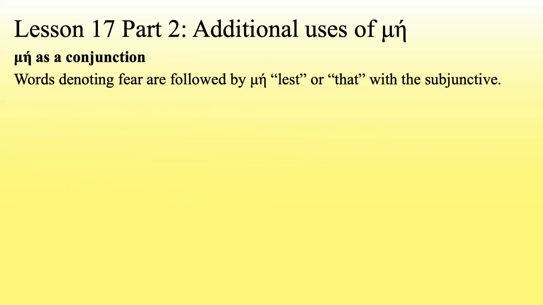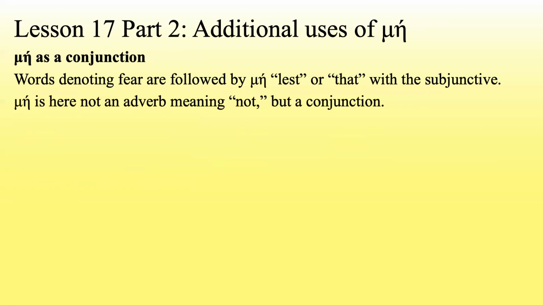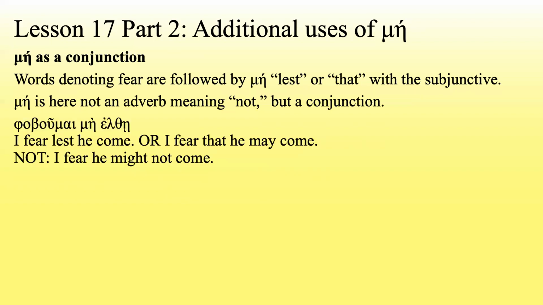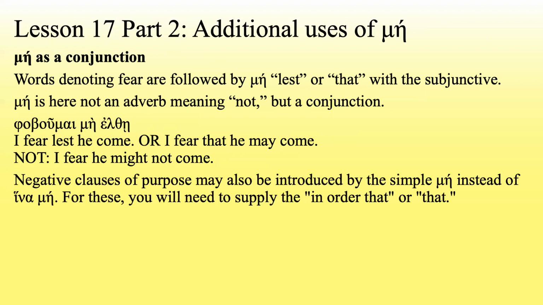Now, mē as a conjunction. Words denoting fear are followed by mē, which means lest or that, with the subjunctive. And here mē is not an adverb meaning not, it's a conjunction. So for example, phoboumai mē elthē, I fear lest he come, or I fear that he may come. It does not mean I fear he might not come. Now, that's what it looks like this means, but this is an entirely different structure. This is actually being used as a conjunction. And the way that you can tell that is because there's nothing else joining these two words, and they're both verbs, they're both finite verbs, they're both full verbs, they're not participles or infinitives, so something has to be joining them, so it's actually the mē being a conjunction.